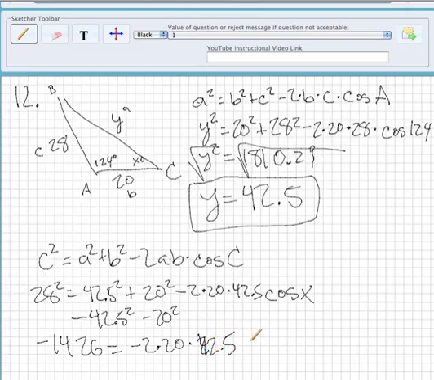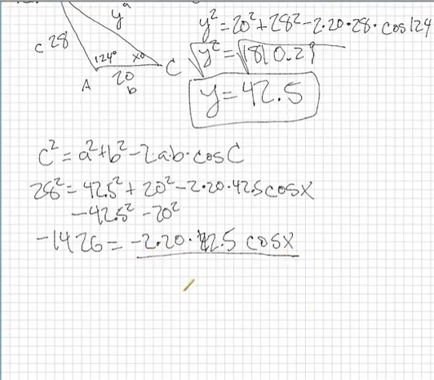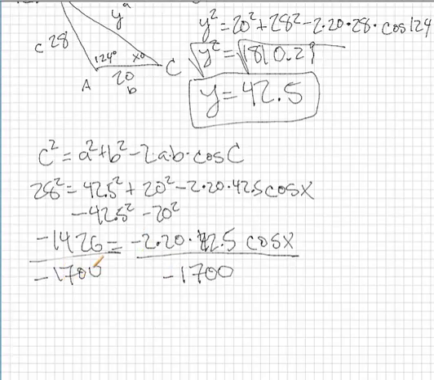So we still want to get cosine x by itself. So what we need to do is divide by this whole number right here, which is 2 times 20 times 42.5, which is 1,700. Divide this by negative 1,700, because this was negative up here. So what we get is 0.838 equals the cosine of x.